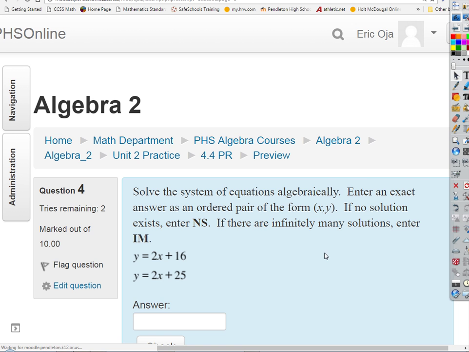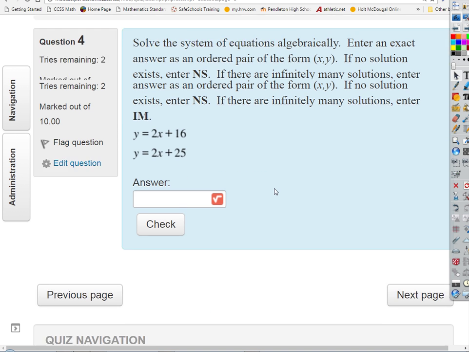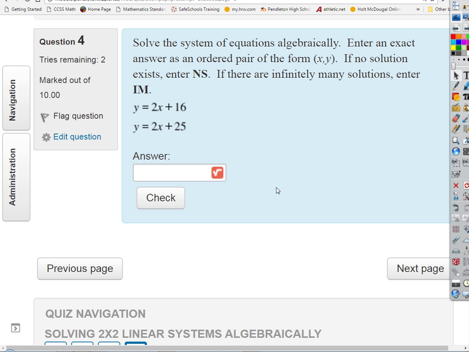Okay, what about something like this? So this is one where I would definitely use substitution, because at least one of the equations, in fact both of the equations, are solved for a variable. So a variable is isolated. So in this case, let's just take, for example, how about we'll take the bottom equation as the substitution equation.